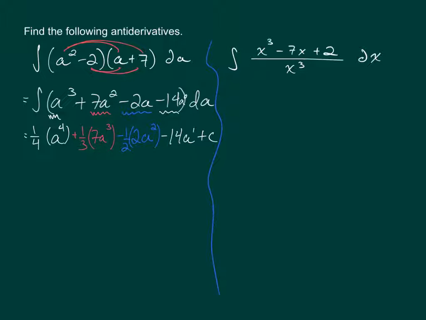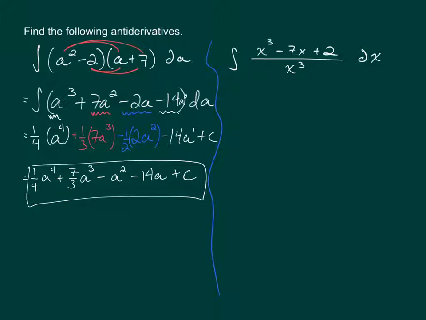So now that we have an expression here, we should probably just go ahead and simplify anything that we can. So I'm going to rewrite this as 1/4 a to the fourth power plus 7/3 a cubed minus a squared minus 14a plus c. And here's an answer for the antiderivative of the first example.